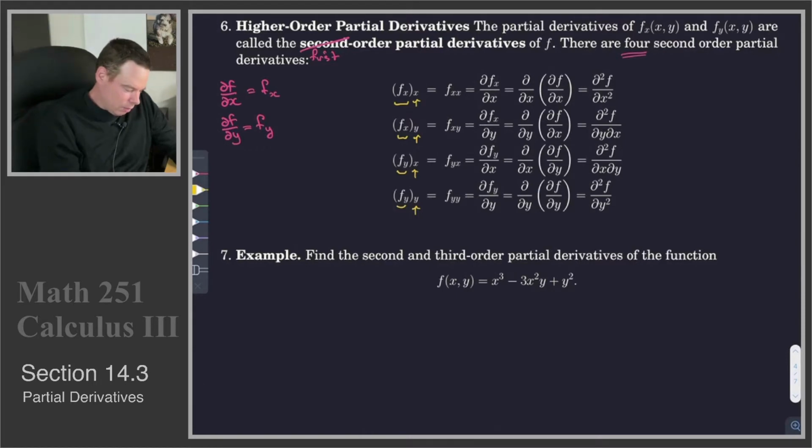And we can see here that with this second line, the first derivative that gets taken is f sub x, and then that we differentiate with respect to y. So that means when we read this double subscript notation, we are going to read it from left to right. F sub x y means first differentiate with respect to x, and then differentiate with respect to y.